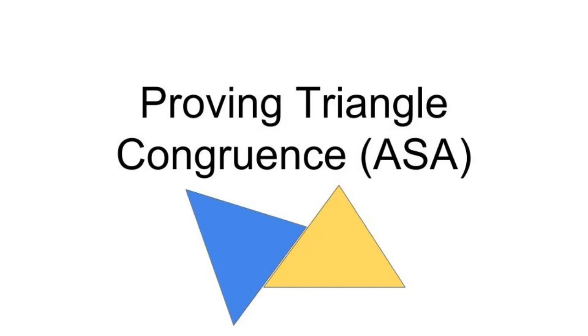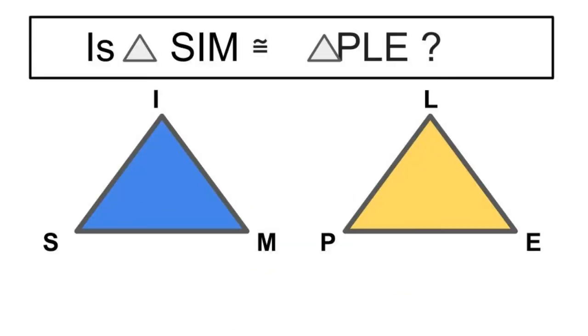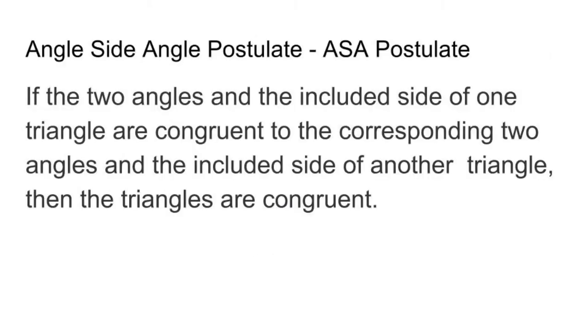Proving triangle congruence: ASA. Is triangle SIM congruent to triangle PLE? Angle-Side-Angle postulate, or ASA postulate: if the two angles and the included side of one triangle are congruent to the corresponding two angles and the included side of another triangle, then the triangles are congruent.